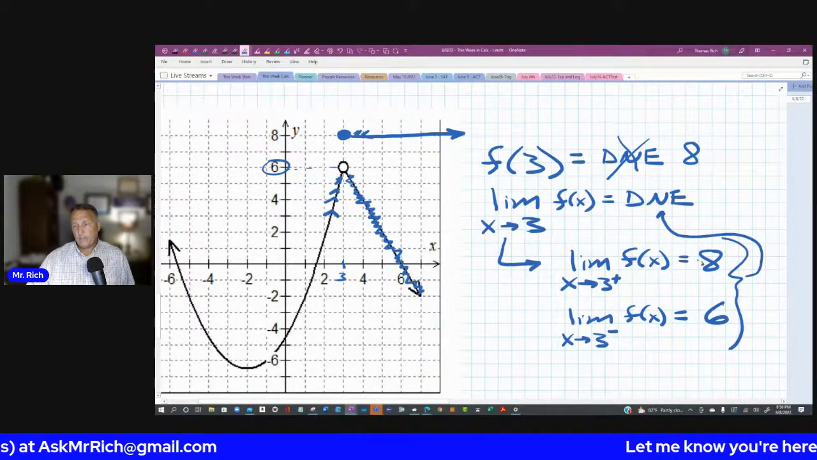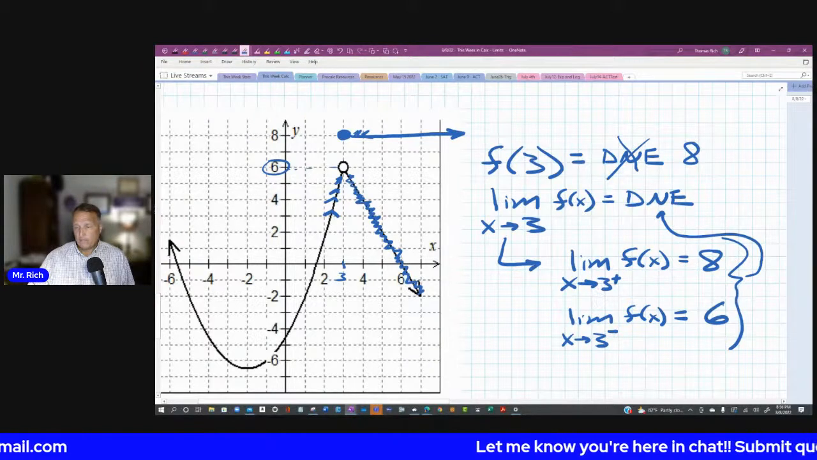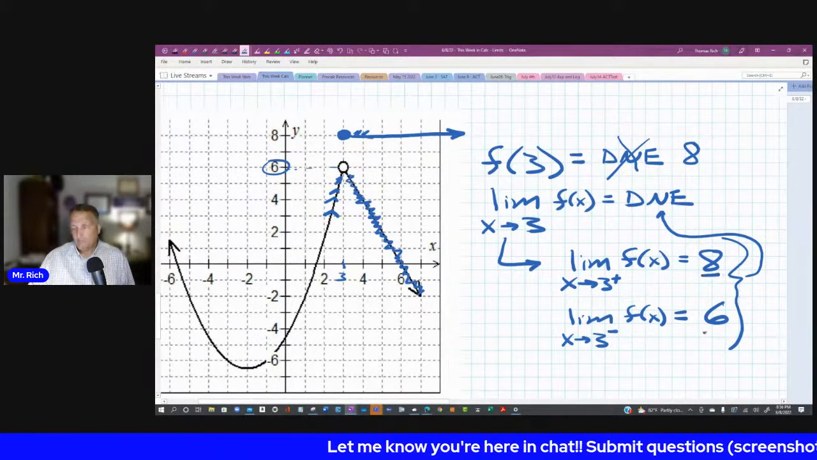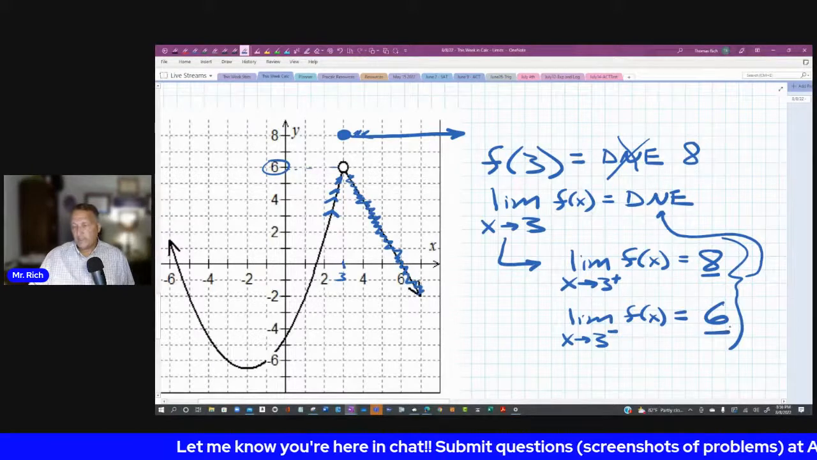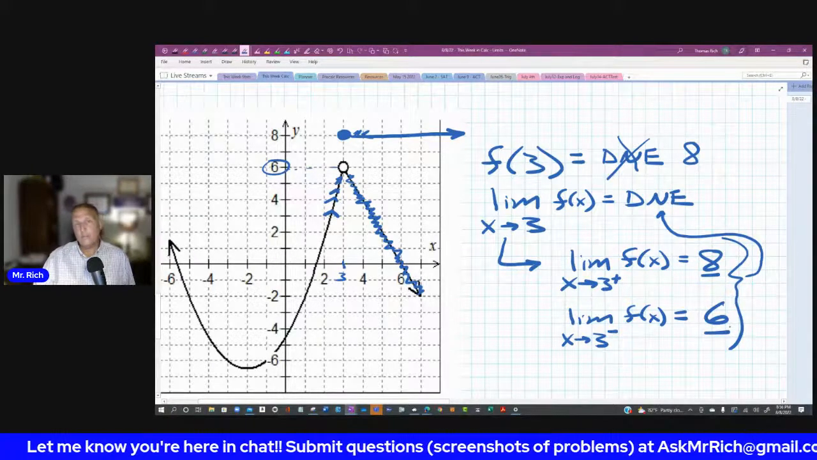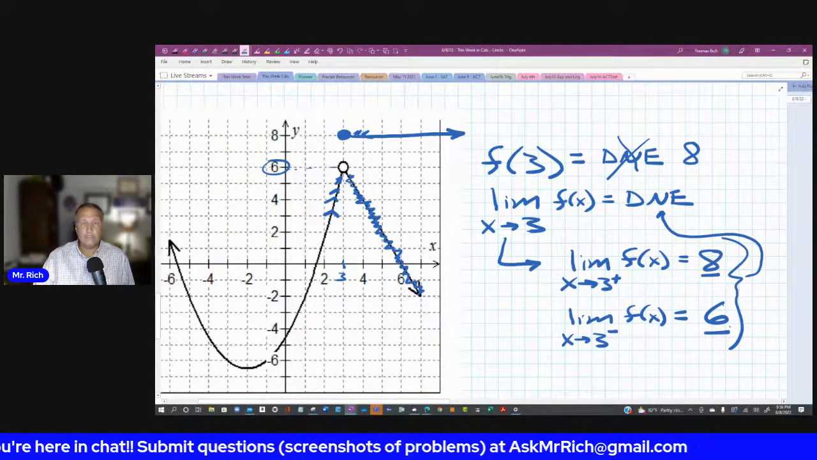So the limit here, the limit coming in from the right is 8. The limit coming in from the left is 6. Therefore, the limit does not exist.